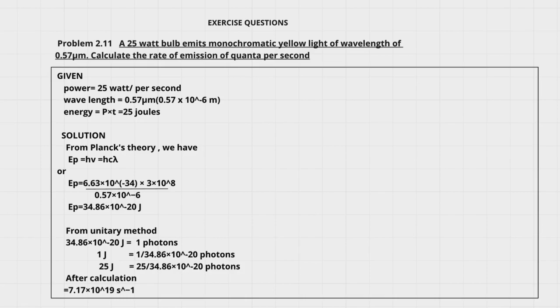From the unitary method, 34.86 into 10 raised to the power minus 20 joules will give 1 photon. 1 joule of energy will give 1 by 34.86 into 10 raised to the power minus 20 photons. 25 joules of energy will give 25 by 34.86 into 10 raised to the power minus 20, which after calculation is 7.17 into 10 raised to the power 19 per second.